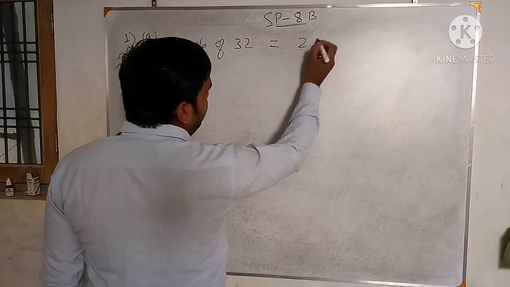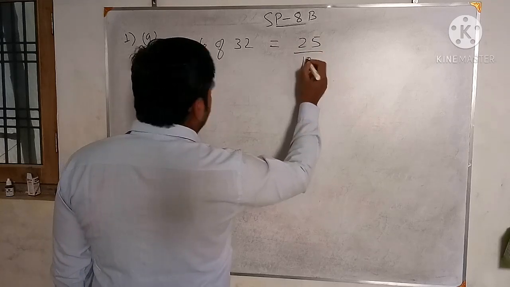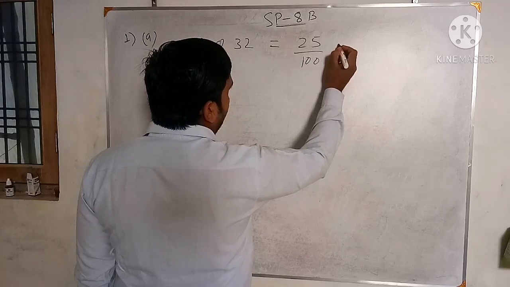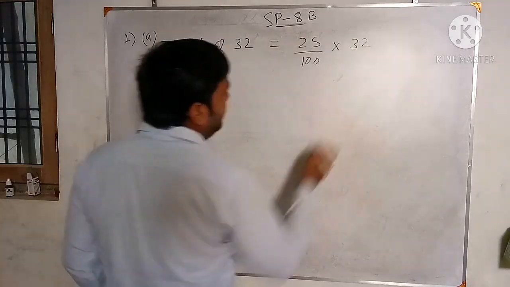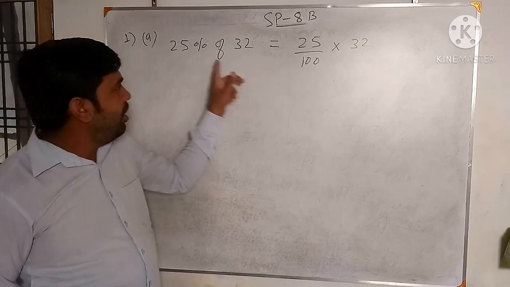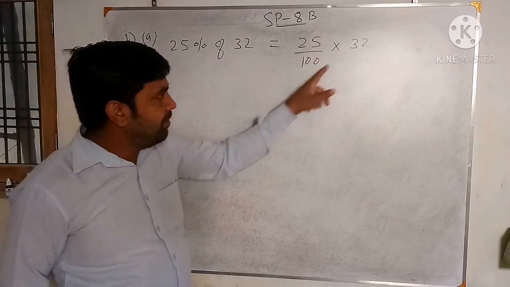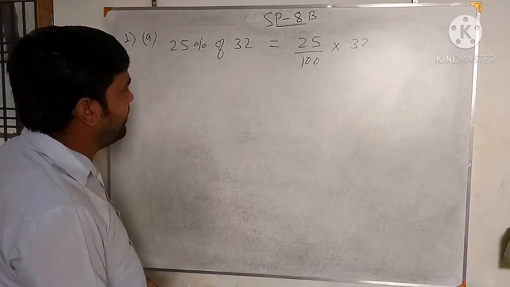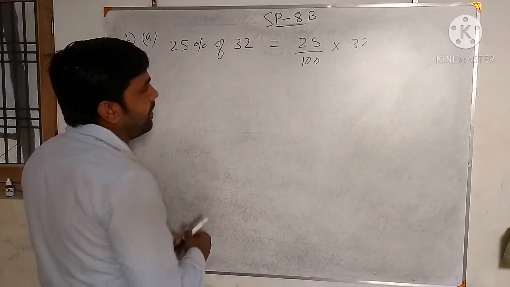25% means 25 by 100. Of means multiply. So 25% of 32 means 25 by 100 into 32. See what we will get here.